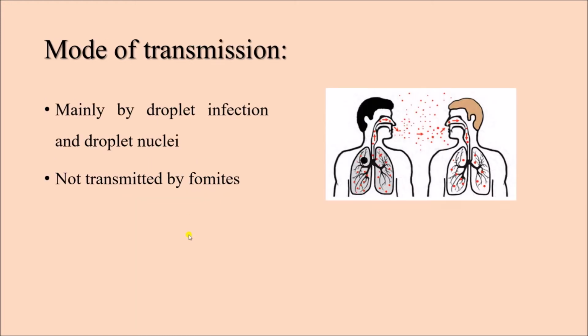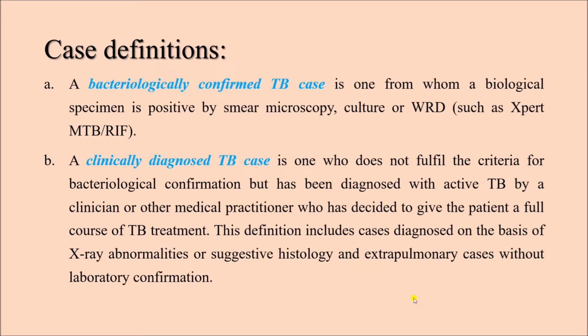Mode of transmission, so this is a respiratory infection and it is spread mainly by droplet infection and droplet nuclei, and it is not transmitted by fomites. Coming to case definitions. So this is very important. We have bacteriologically confirmed case and clinically diagnosed TB case. So bacteriologically confirmed TB case is one from whom a biological specimen is positive by smear microscopy, culture or WHO approved rapid diagnostic test like Xpert MTB/RIF.